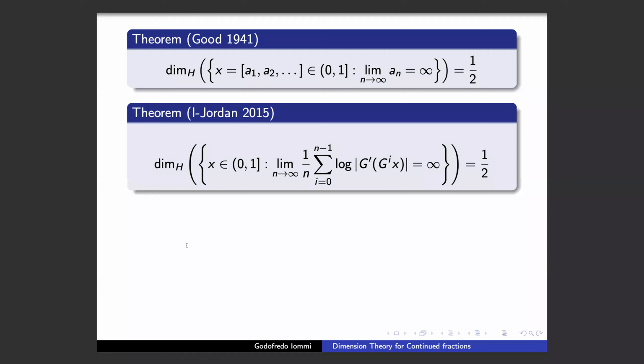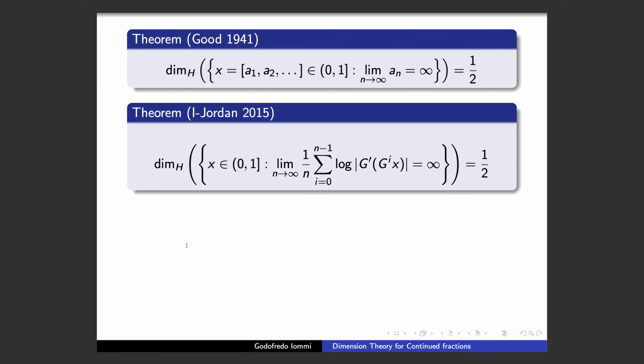Some people call this collection of points that escape on average. There's a language that is used somehow in homogeneous flows, but it doesn't matter. So these are points for which the orbit spends more and more time closer and closer to 0, so that the derivative in the end is infinity.